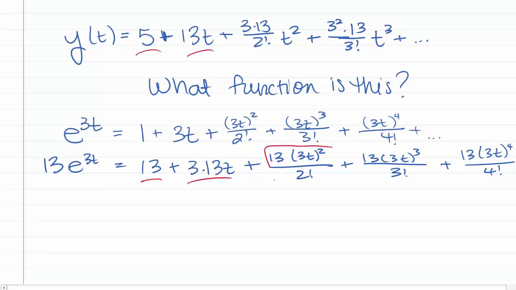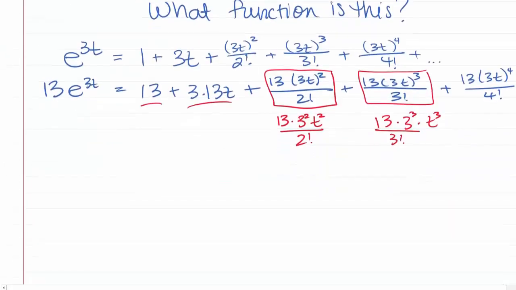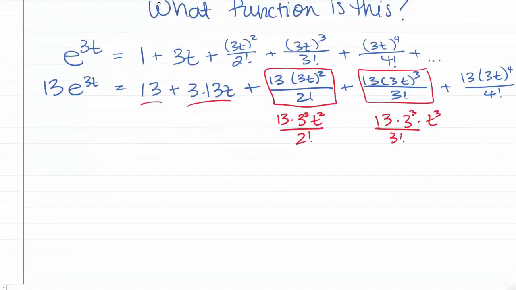Can we look for a pattern in these higher terms? In the sequence we want, we would have 3 times 13 over 2 factorial. We have the 2 factorial, we have the 13, and we have a 3 squared t squared. We want just a 3 t squared. In this one, we would like a 3 squared 13 over 3 factorial. We have the 3 factorial, we have the 13, but we have a 3 cubed t cubed. So we have one more power of 3 than we want in these. So let's take everything in this e expression and divide it by 3.